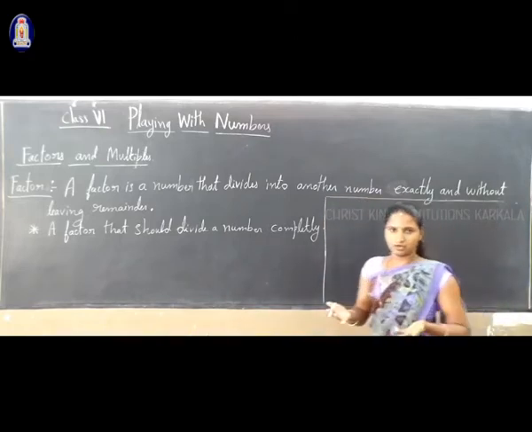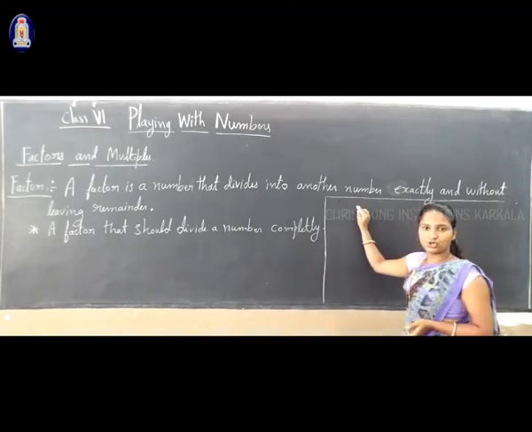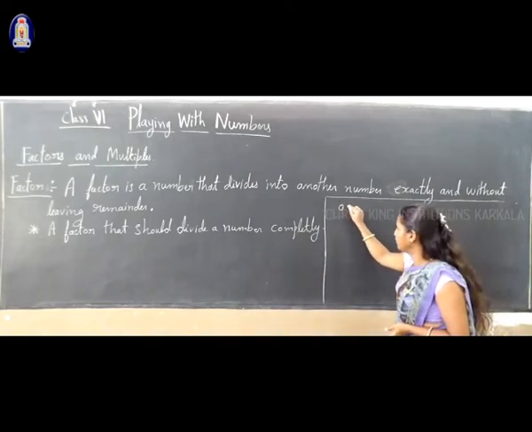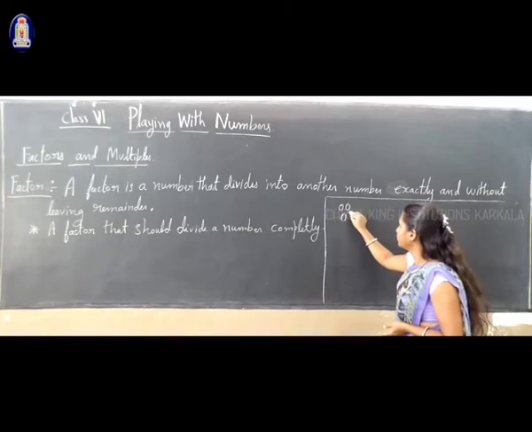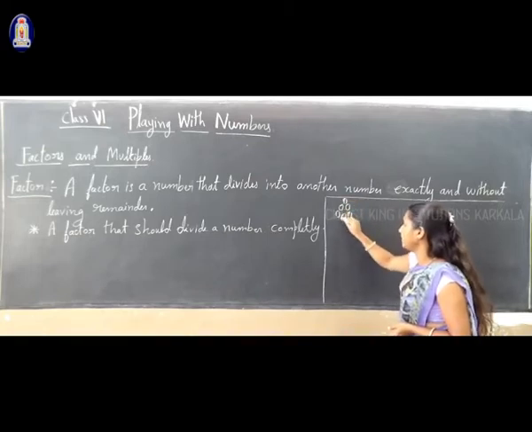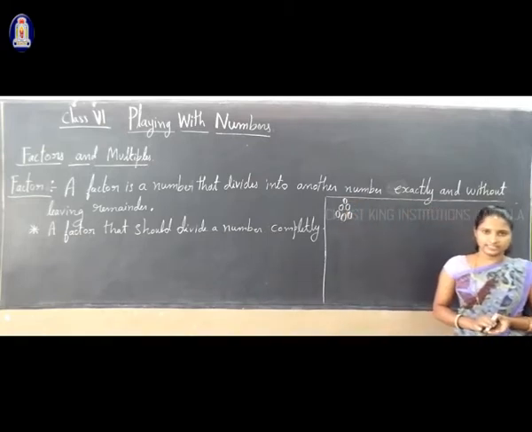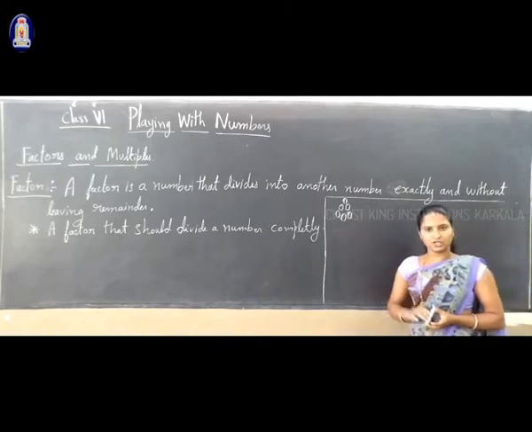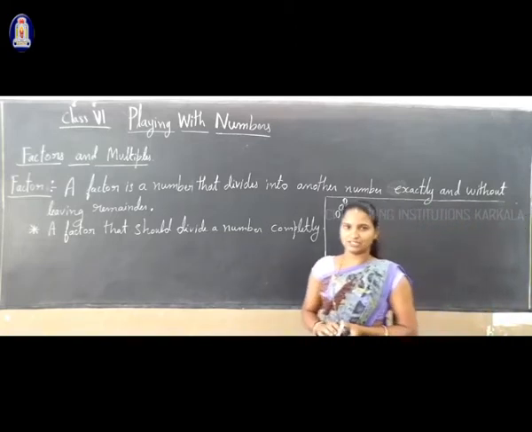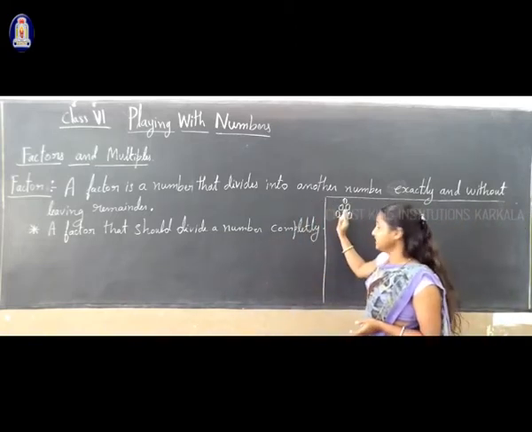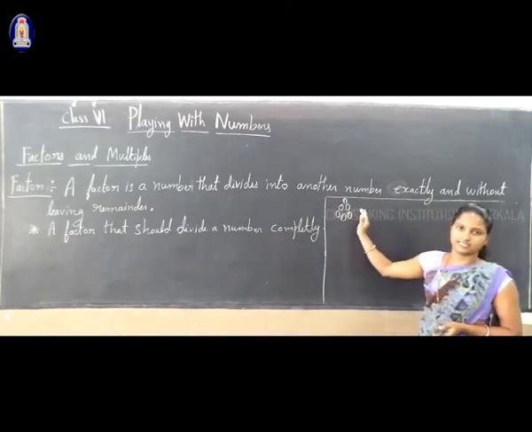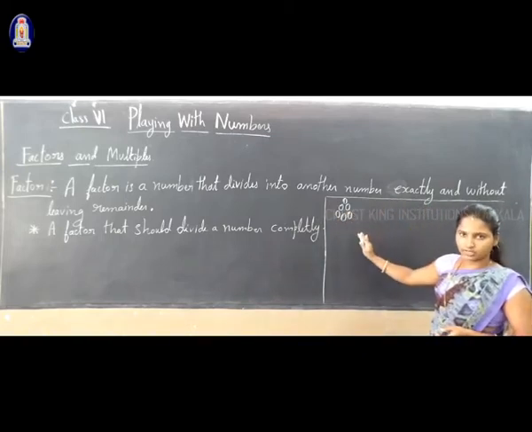So first, for example, if I brought some chocolates, there are 6 chocolates. Imagine this. There are how many chocolates? 6 chocolates. Do you like chocolates? Yes, everyone likes chocolates, right? Now imagine here there are 6 chocolates.